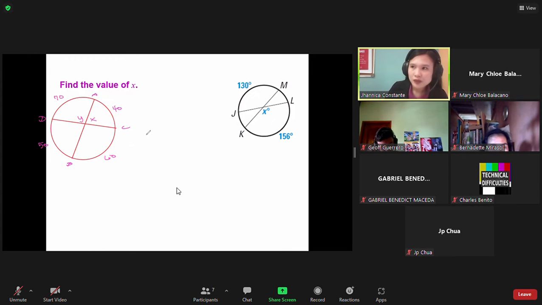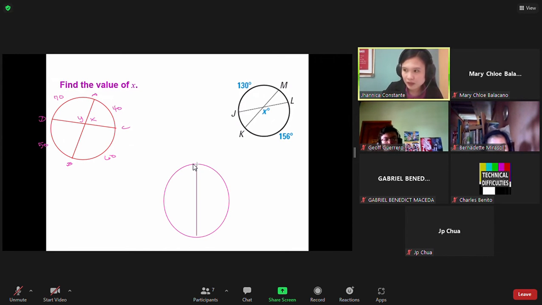But if the chord, you can apply the other theorem when it comes to circle if the chord is in the diameter. For example, this is the circle. The chord that you have is diameter. So if you have a chord which is diameter, that means you don't need to solve for the measurement of the angle. It's already equal to 90 degrees. Each angle is equal to 90 degrees.